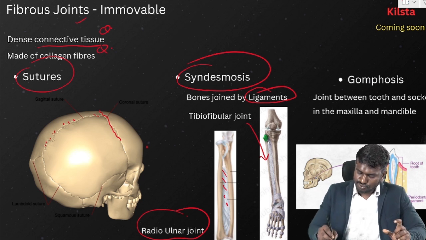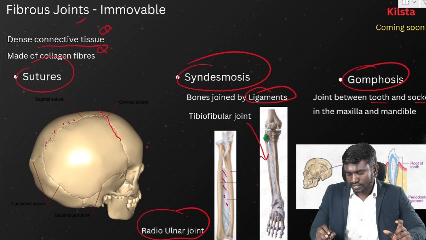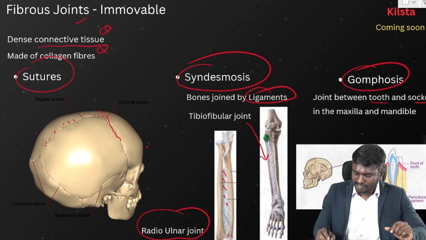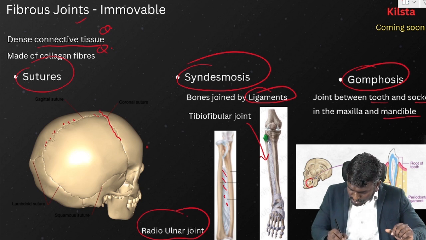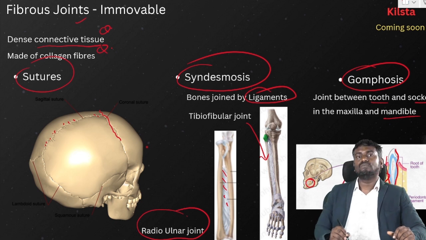Next we have gomphosis. Please remember, it is the joint between the tooth and socket in the maxilla and mandible. Here you can see this tooth, which is present between the socket and the maxilla. This is the teeth, and here we have the gum process.